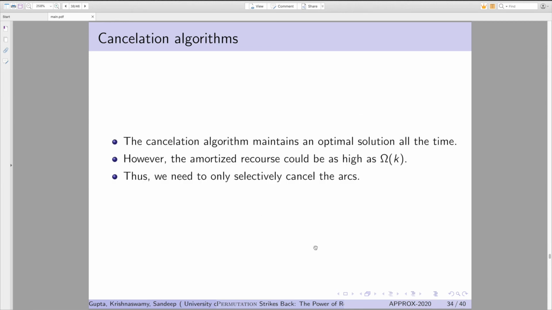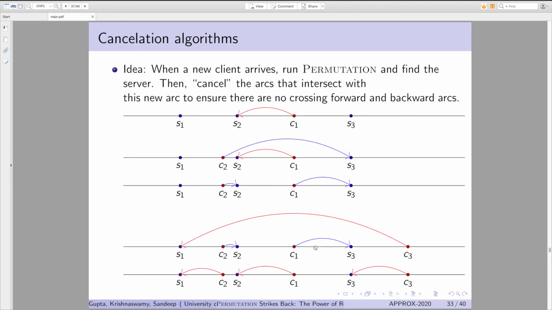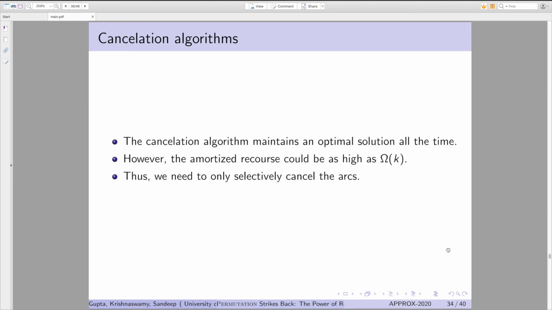This cancellation algorithm has a very nice property that it always maintains an optimal matching, because at any point no two forward and backward arcs are intersecting. However, the catch is that the recourse could be very high. Even in the example that we have seen, the recourse is very high. For example, if there are three backward arcs and a new client comes and the permutation algorithm matches it to something like this, now everything shifts to blue arcs. So the recourse could be as high as omega k in that case.